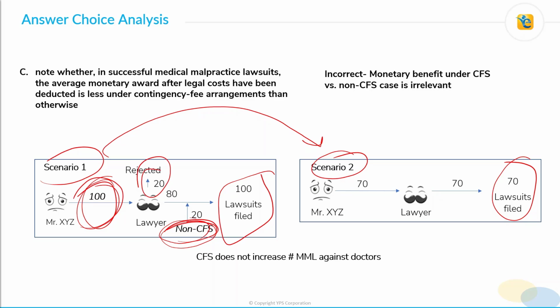But in general, this preference may not have any effect on the number of cases, because the concern of the argument is the total number of lawsuits filed in scenario 1 versus scenario 2. So this most popular incorrect answer choice is actually irrelevant. You need to understand how important it is to understand what the answer choice is saying and then understand its impact on the argument.